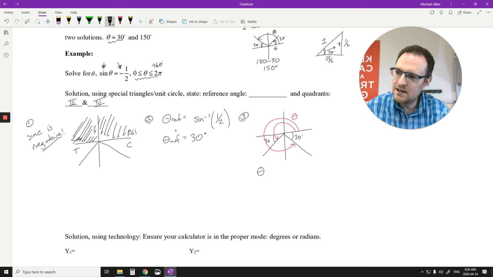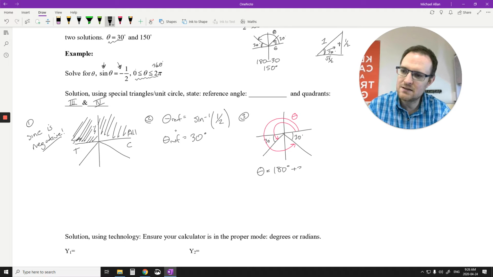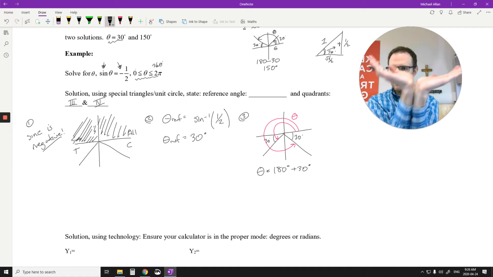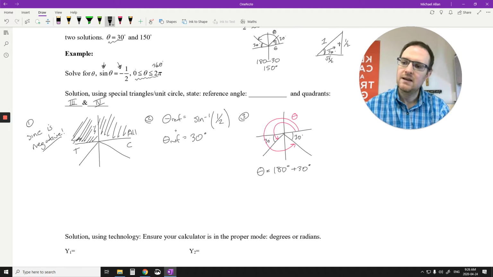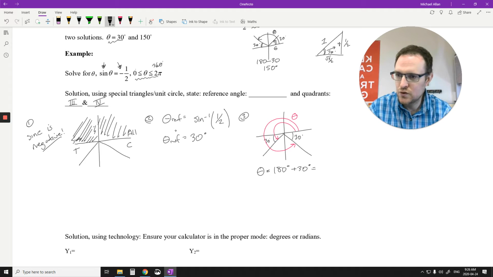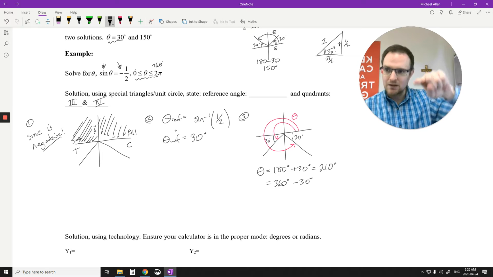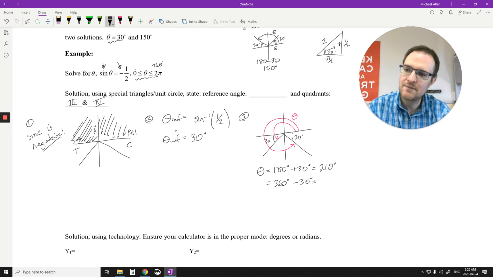So theta in this case is going to be 180 degrees plus the 30. So it's the whole top and a little bit more. So I get 210 degrees. And theta is also 360 minus that 30. So it's the whole circle, and then back it up a little bit. Just get rid of that extra 30 there. So I get 330.